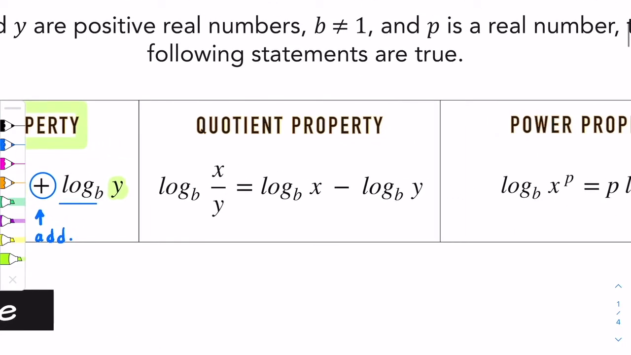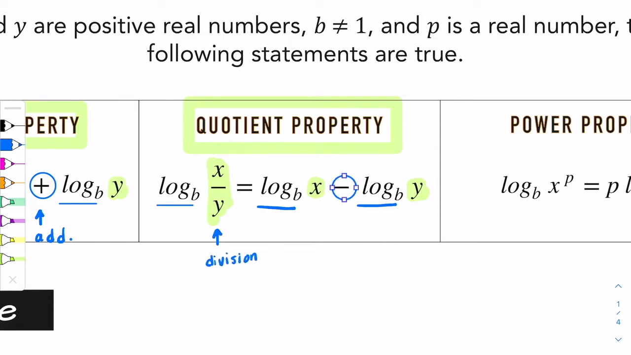Next, we have the quotient property. And the quotient property says if you have log base b of x over y, you can separate that with subtraction. Log base b of x minus log base b of y. Of course, you keep the log and the base with each part when you expand this function. If you have division included in your argument, you can expand the function with subtraction.